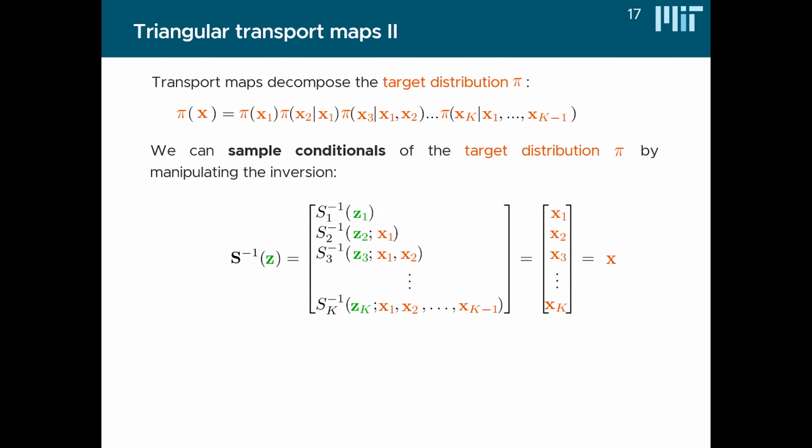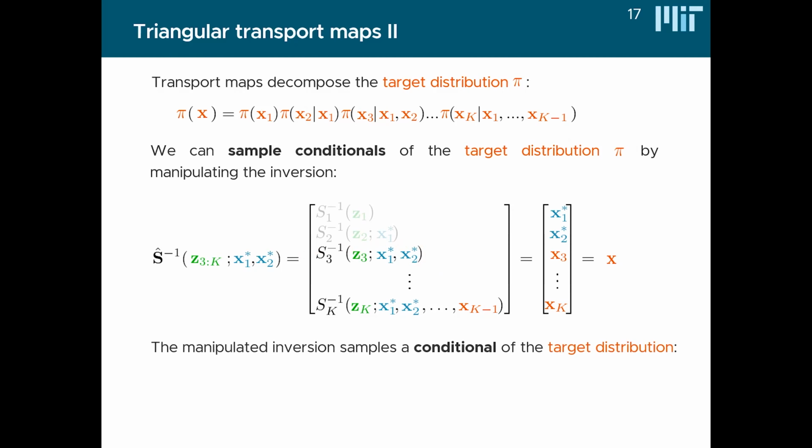But if we want to sample conditionals, we can do so by simply skipping the first few map inversion processes and replace the corresponding outputs with values of our own choosing, say x1 star and x2 star. And if we then resume this inversion process from the first map component we haven't skipped, then we of course no longer sample the true target, but we sample a conditional of the target, conditioned on those values we have provided. Because this might be a little bit abstract in this form, let's take a look at a visual example.